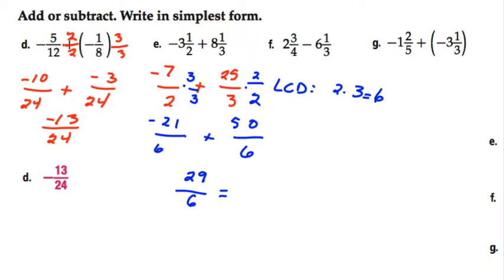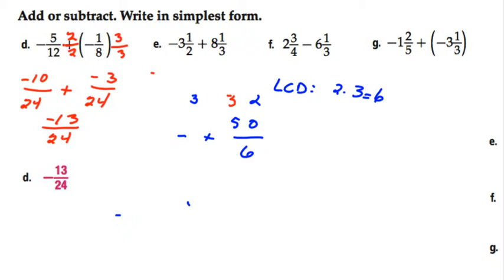But this is not in reduced form. Now we have to change this to a mixed number again. How many times does 6 go into 29? Well, 6 times 5 is 30, so not quite 5. So it looks like we're going to have 4 times. 6 times 4 is 24, right? So 29 minus 24 gives us 5 left. So it's 4 and 5/6. All right, let's take a look at letter F. And get this one out of the way here.